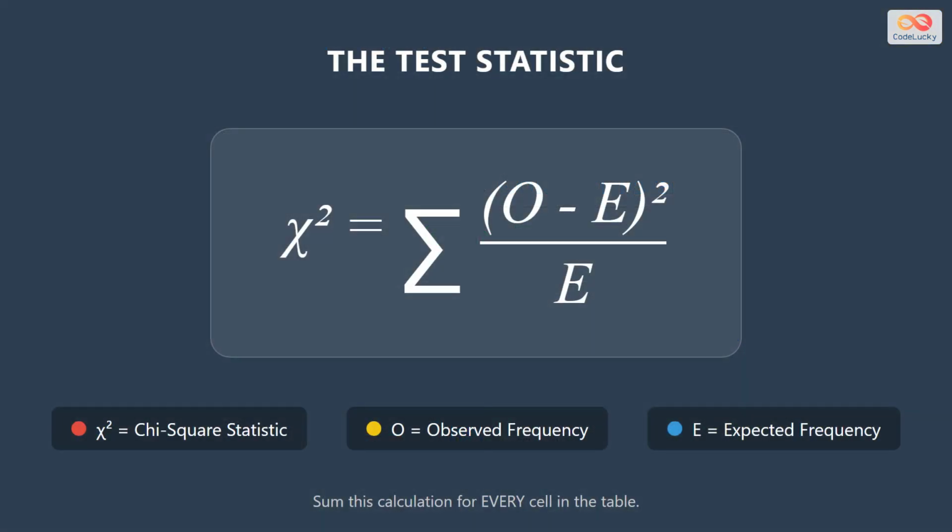Now we put it all together using the chi-square formula. The symbol looks like an X, but it is the Greek letter chi. We take the observed count, subtract the expected count, square that difference, and divide by the expected count. We do this for every single cell in the table and sum them all up to get our final test statistic.